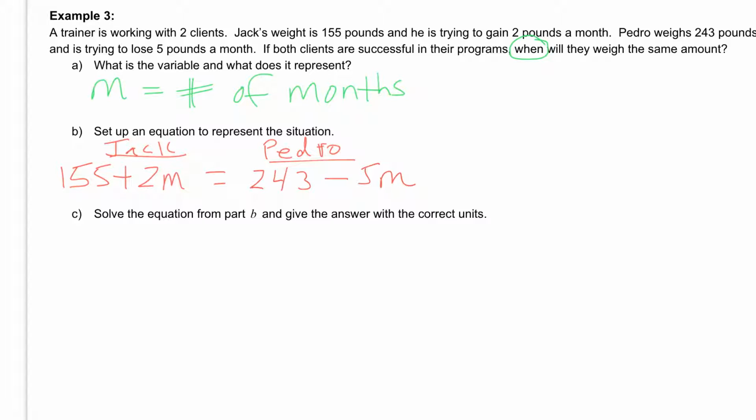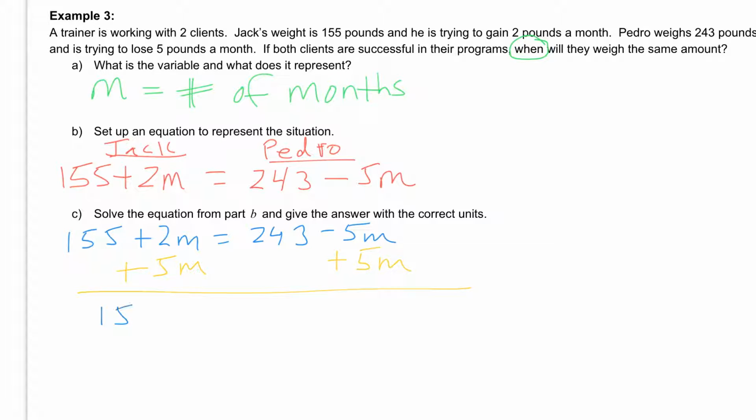Then in part C, we're going to solve the equation and give the answer with the correct units. So we're going to rewrite the equation. Again, we don't want to mess with anything in part B. So we have 155 plus 2M equal to 243 minus 5M. And we want to start by getting the M's on the same side. Since I have a 2M here and a minus 5M here, I always like moving my negative one, so I'm going to add 5M over to the other side. So I'm going to add 5M on the right, which means I'll have to add 5M on the left.